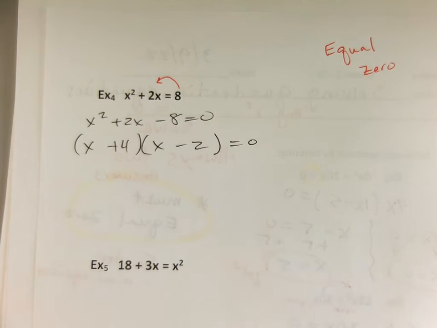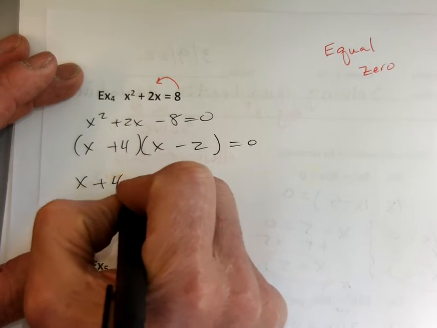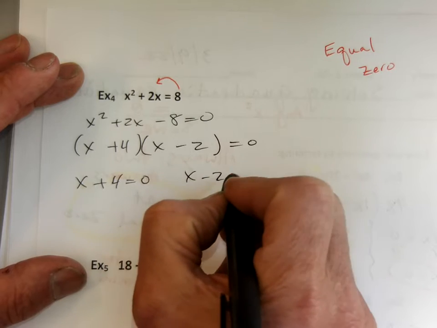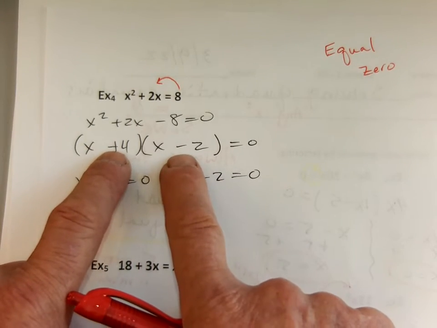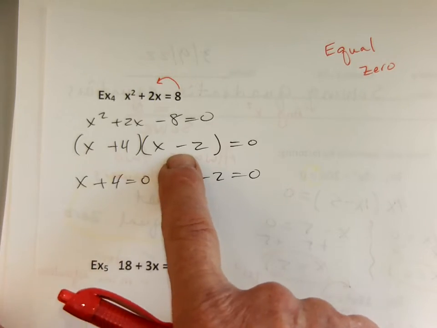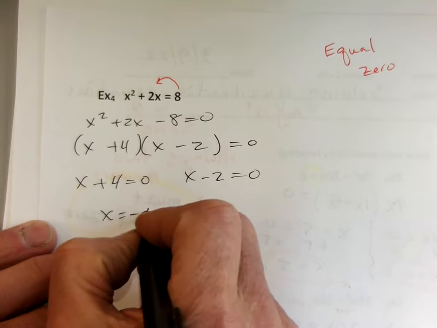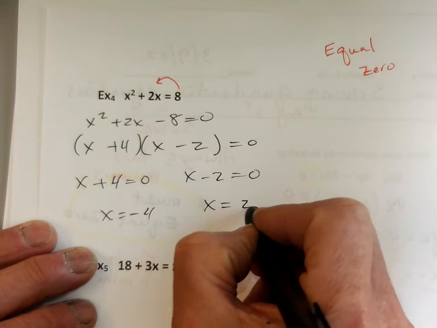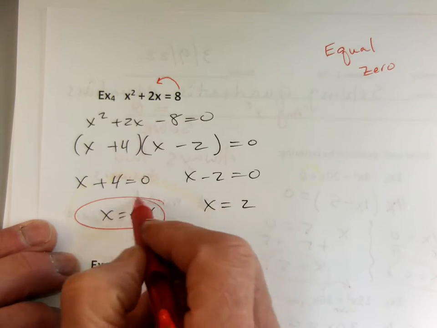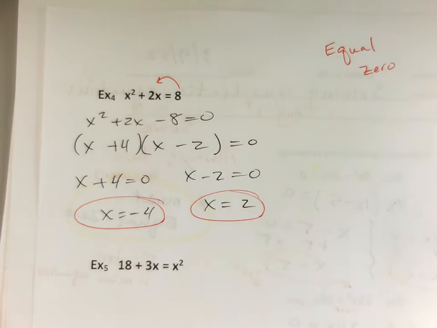Thanks, Tava. And then I just have to set up my mini equations. X plus 4 equals 0. X minus 2 equals 0. By now, you're probably already guessing it's always the opposite of these anyways, isn't it? Because that's how you solve. So minus 4, one answer is negative 4, plus 2, the other zero is 2. Those are my zeros. Am I doing okay? Okay, good.